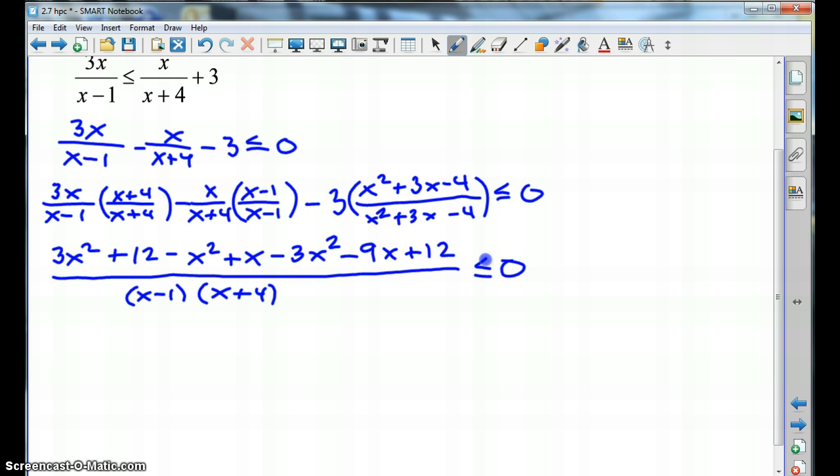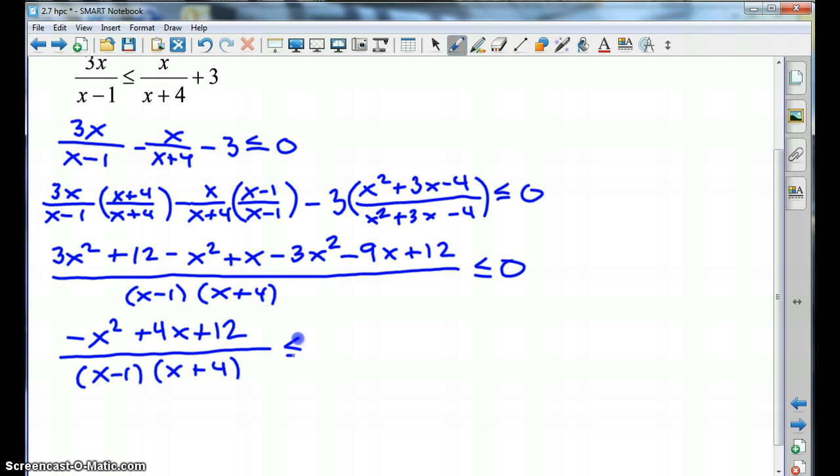Okay, the next step is simplification. Combine your like terms. Negative x squared plus 4x plus 12 is what we'll have in our numerator, divided by x minus 1 and x plus 4 still. And again, we're still less than or equal to 0.